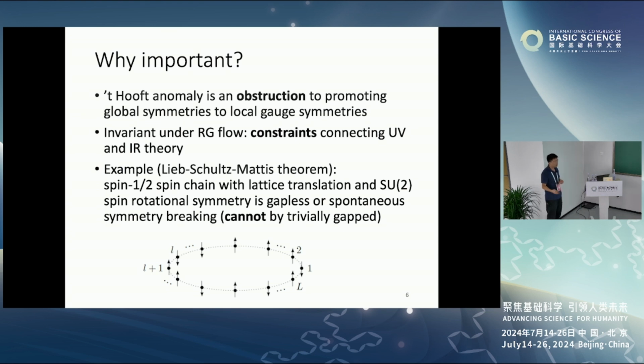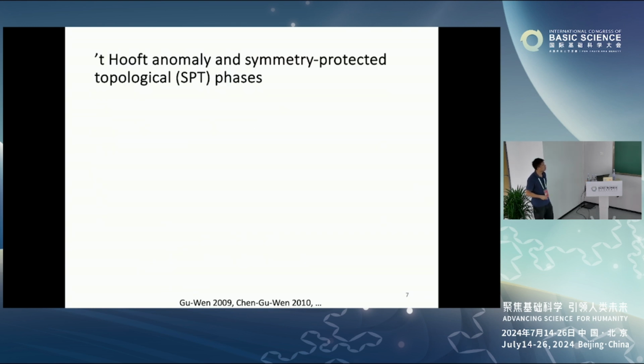And if the IR has this 't Hooft anomaly, then we know that the IR quantum field theory cannot be trivially gapped, meaning that it can either be gapless, or we have many different degenerate ground states, or it can be spontaneous symmetry breaking to break, for example, this lattice translation symmetry, or break this SU(2) symmetry. So that's the story, the importance of 't Hooft anomaly.